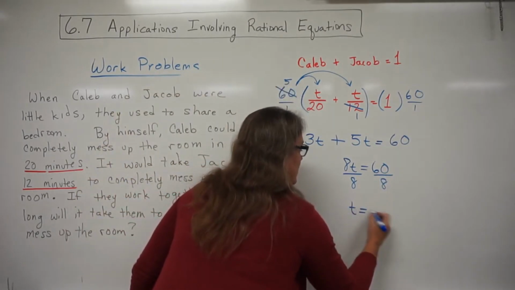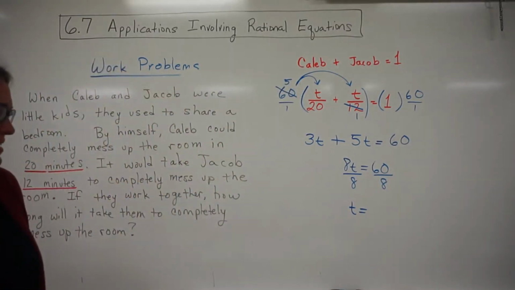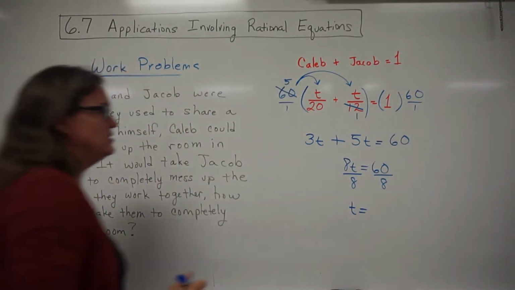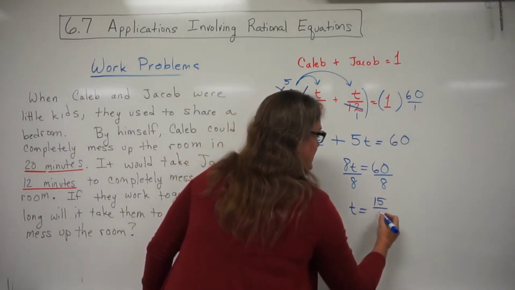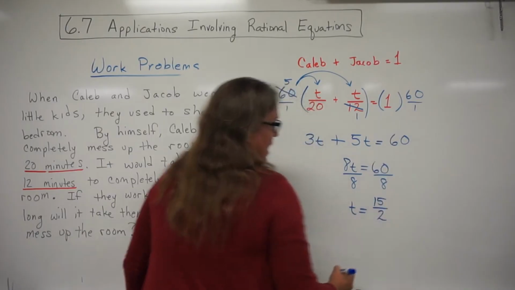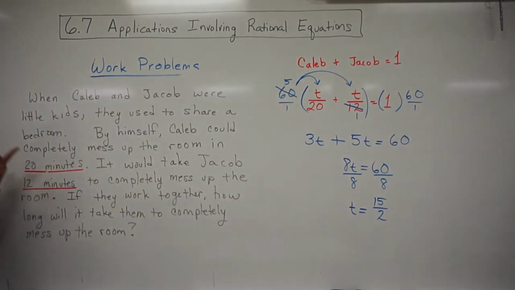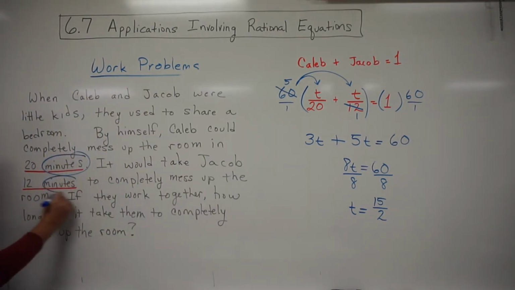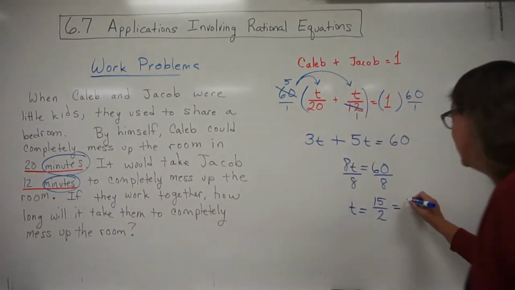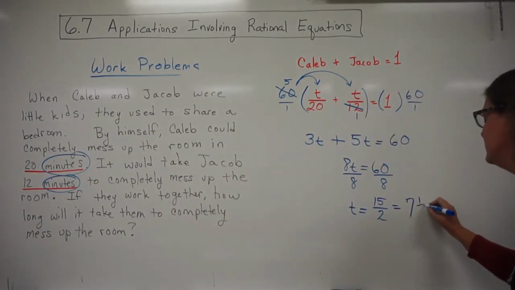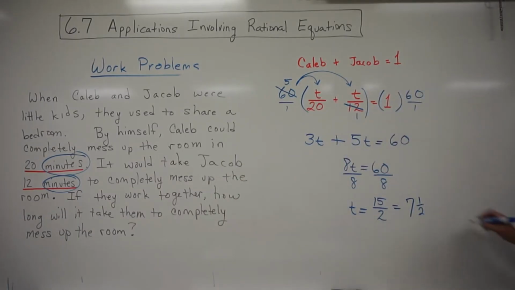So t is equal to 60/8. 4 goes into both of those numbers. 4 goes into 60 15 times and into 8 twice. And I'm talking about how long. I'm talking about an amount of time, and our units are in minutes. So maybe instead of that fraction, let's turn this into a mixed number or a decimal. This is the same as 7 1/2, or we could say 7.5 minutes.